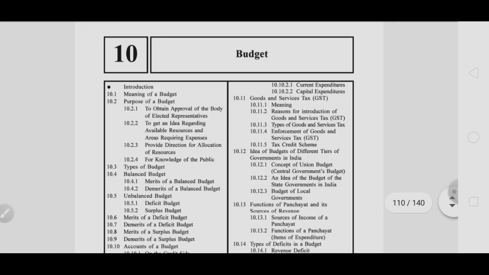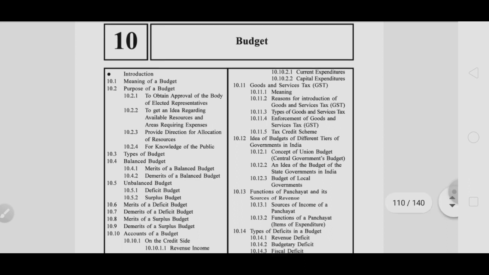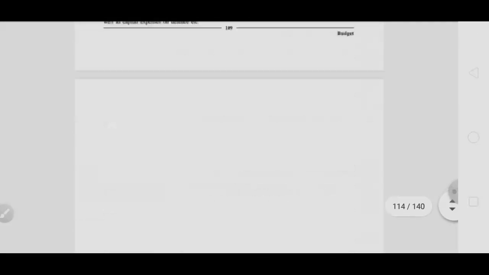Basically, the budget is prepared by the finance minister of a country, and it is presented by them on 1st February of every year. The time period of a budget is one year, starting from 1st April of every year up to 31st March. Some more insights will be discussed when we learn about this chapter in detail. So here we come to the end of chapter number 10.